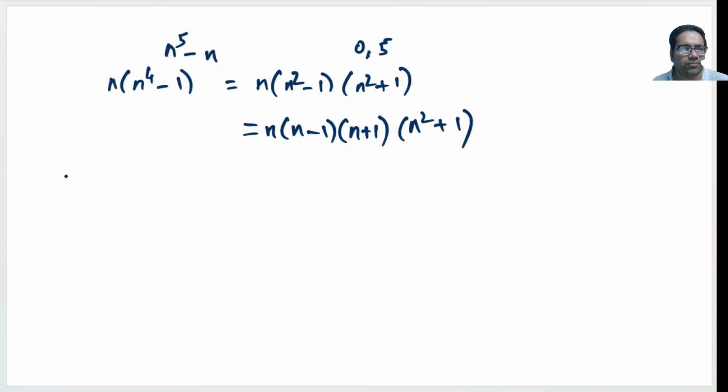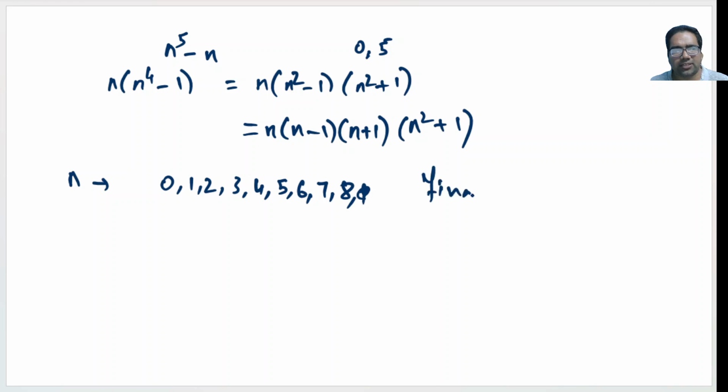Now let's assume this n, whatever is the n, right? This n can end in the digits 0, 1, 2, 3, 4, 5, 6, 7, 8, 9. Right, this is the final digits. Final digit of any number. We have only these options, right? Final digit can be anything.